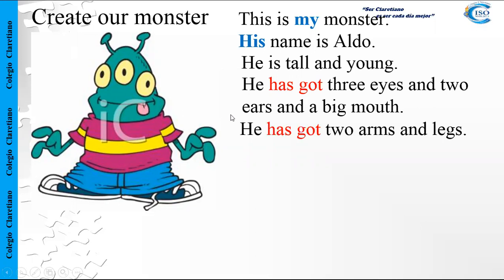Let's continue describing the picture. He has got 2 arms. 2. And 2 legs. You see? Let's continue to describe. His t-shirt is red and yellow. Okay, you can just say this.